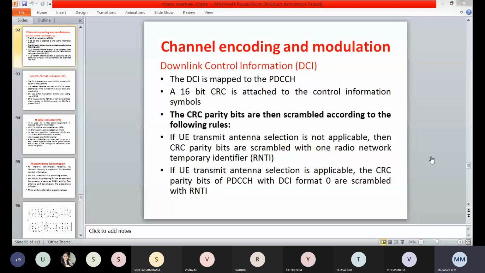Next, if the user equipment antenna selection is configured and applicable, the CRC parity bits of the PDCCH with DCI format 0 are scrambled with the corresponding RNTI and the antenna selection mask, which informs the user equipment about the selected antenna port.